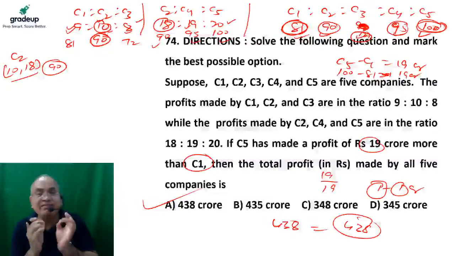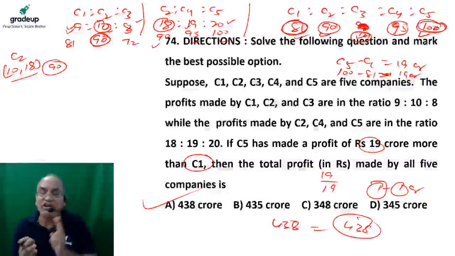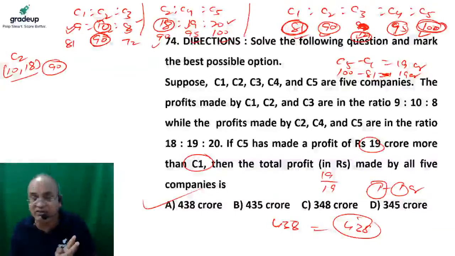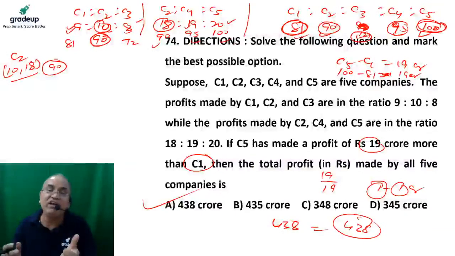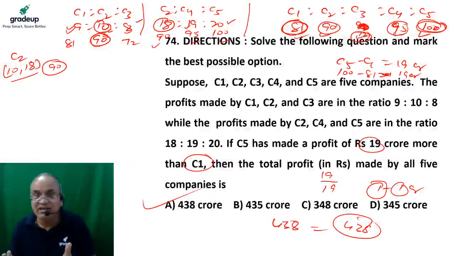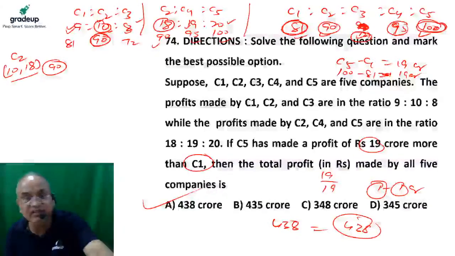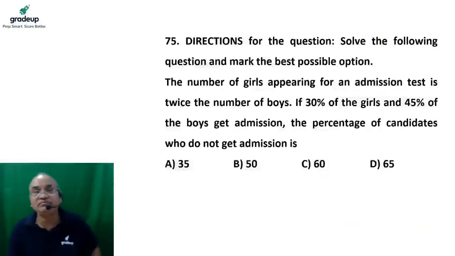Everything is given. Difference between C5 and C1, ratio wise 19, crore wise 19 crore. So it means 1 ratio is equal to 1 crore. So if we add all these values, it adds up to 438. 1 ratio is equal to 1 crore, so 438 ratio is equal to 438 crore. No problem at all. Move to the next question.